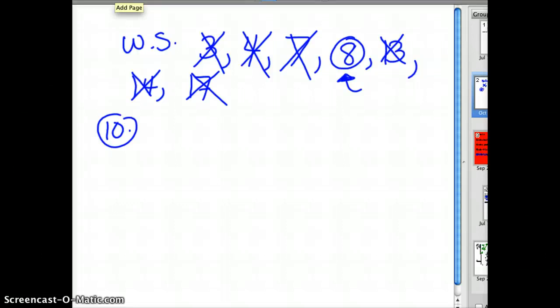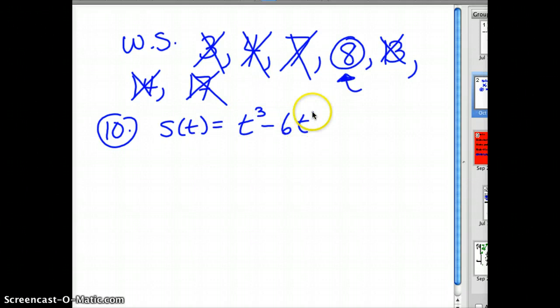So for number 10, on your blank sheet of paper, we've got our position function given by t cubed minus 6t squared. They didn't give any units, but let's assume it's meters and seconds. And for part A, let's go do it together. It says you are to make a table showing position, velocity, speed, and acceleration.